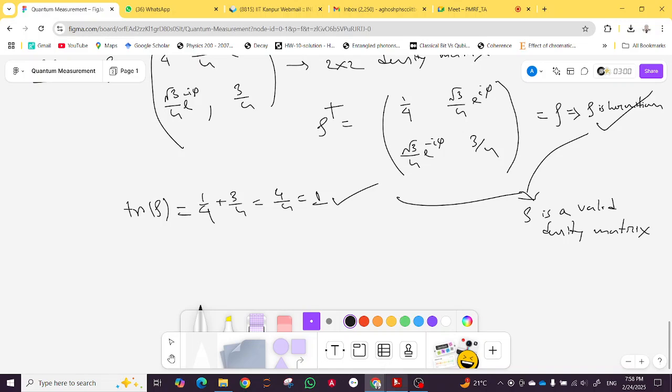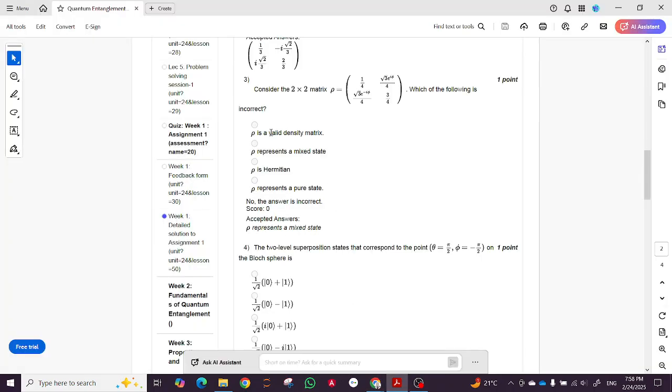So what are your options? The first one is correct: rho is a valid density matrix. You have to identify which is incorrect. Second one we didn't check yet: rho represents a mixed state or pure state, that we have to do. Third one, rho is Hermitian. It is correct also. And the fourth one, it represents a pure state. So we have to check now whether it's a mixed state or pure state.